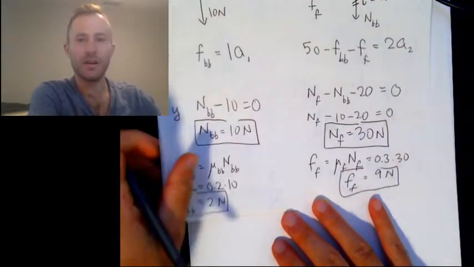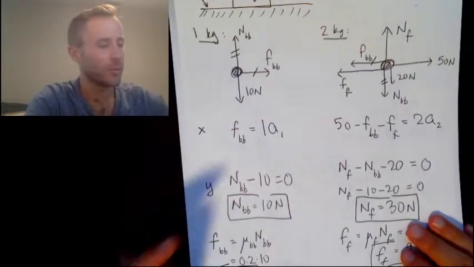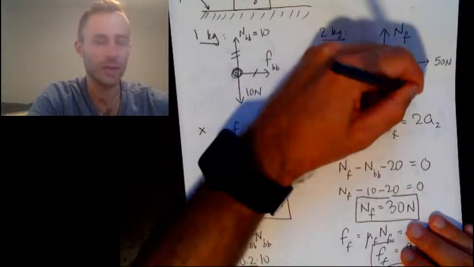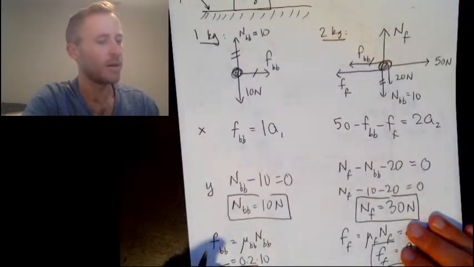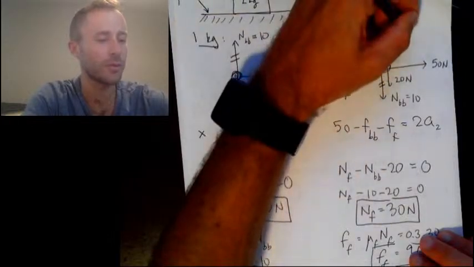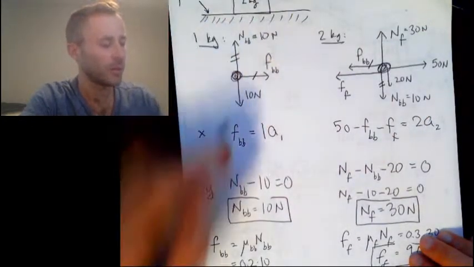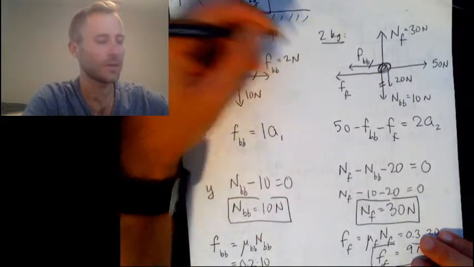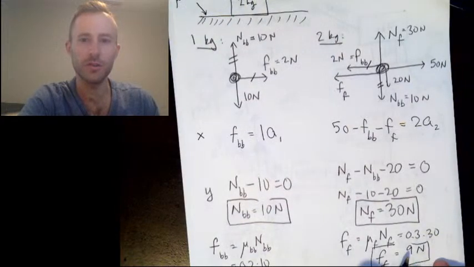So let me label all this stuff on the diagram. Normal force between the blocks was 10, which means that was 10. Normal force from the floor was 30 newtons. We got the friction force between the blocks is 2 newtons. This is also 2 newtons. And then the friction from the floor is 9 newtons.